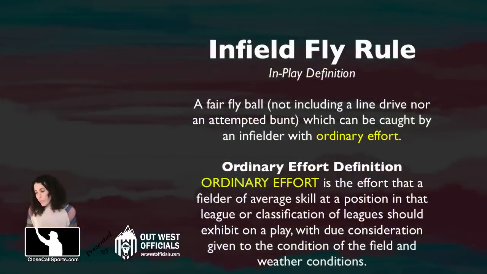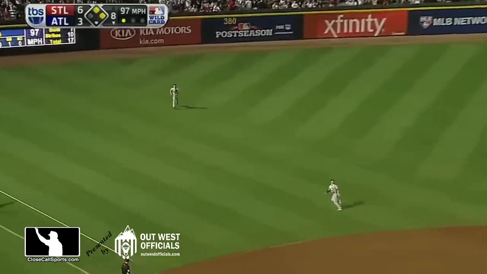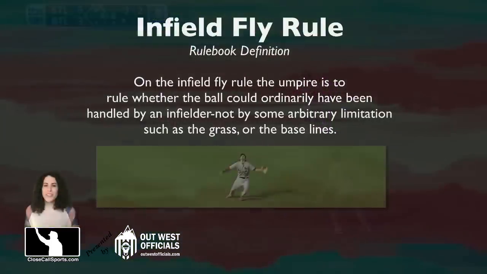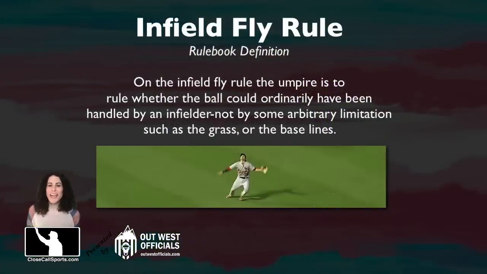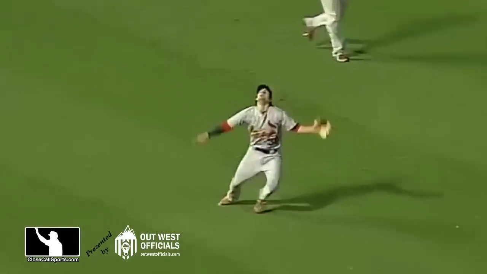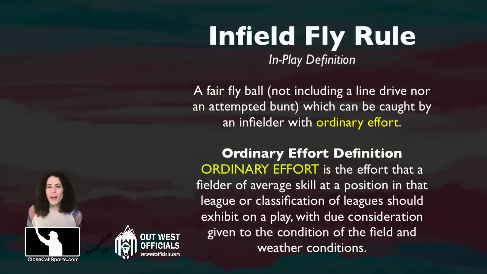And just to really nail the point home, let's go back to the Atlanta wildcard game. Sam Holbrook called infield fly, even though it's in the outfield. Remember, infield fly can be called anywhere on the field as long as an infielder can make that catch with ordinary effort. He called it because that shortstop was camped under the ball, indicating to him that under ordinary effort, that ball could have been caught.